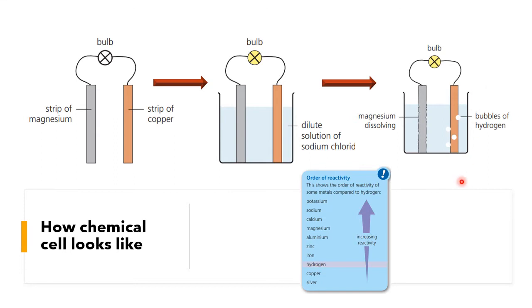And you must remember, in the chemical cell, we do not use a power supply like in an electrolytic cell. And one more thing is, we must use two different types of metal as electrodes in the chemical cell.